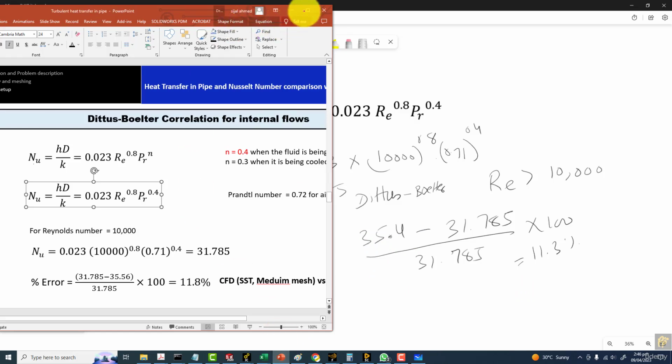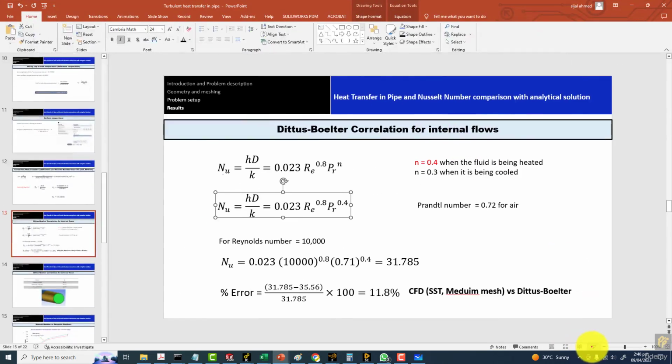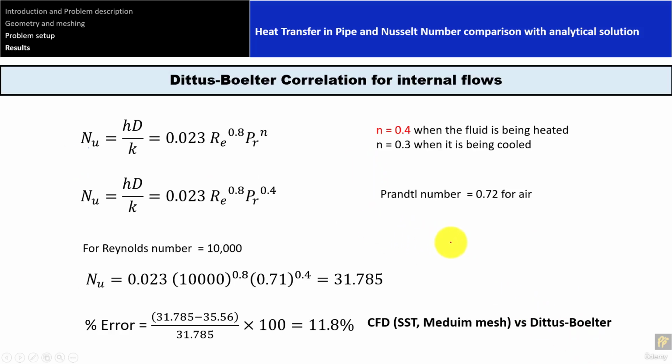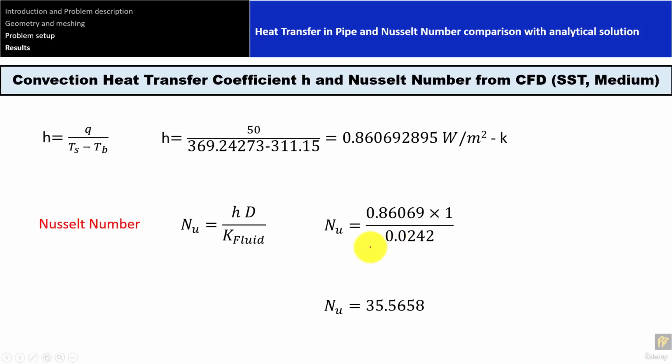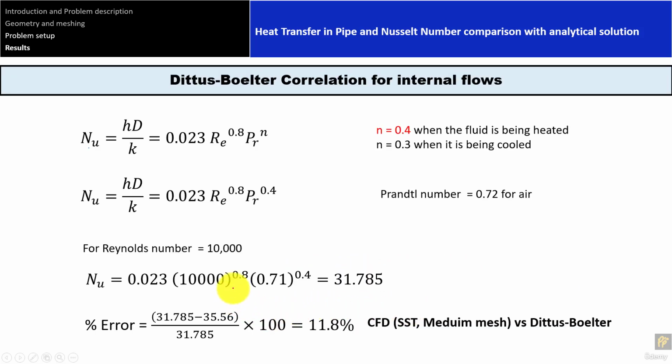Okay, so I can show you now the slide where we have very neat and clean values. From CFD we have the Nusselt number 35.56. From the Dittus-Boelter correlation we have 31.78, so the error is around 11.8%. There are some differences because of round-off errors, so just ignore this value.